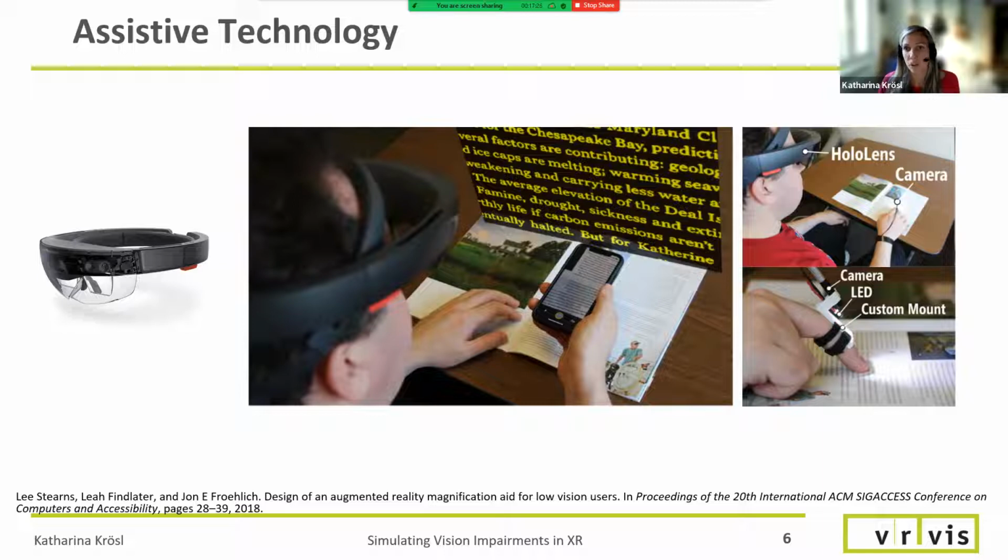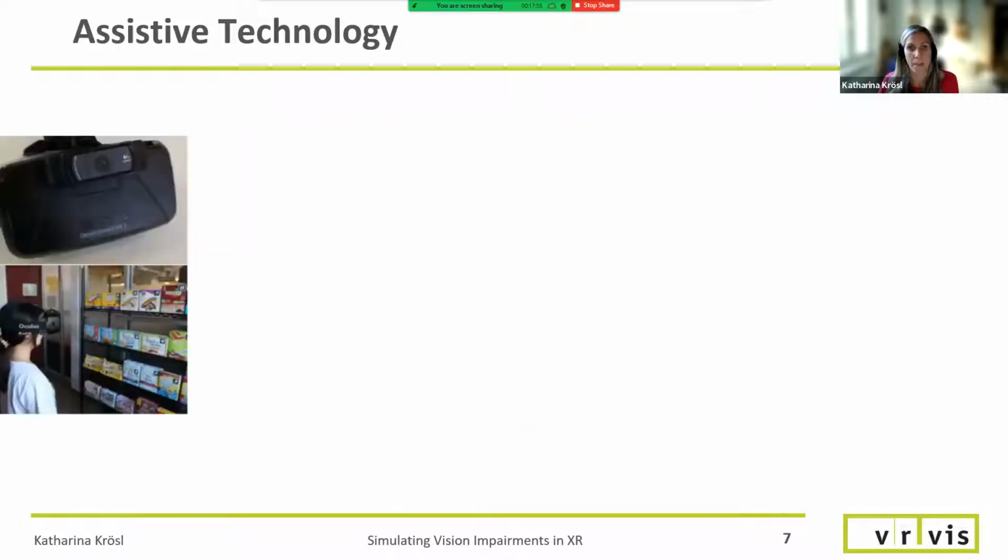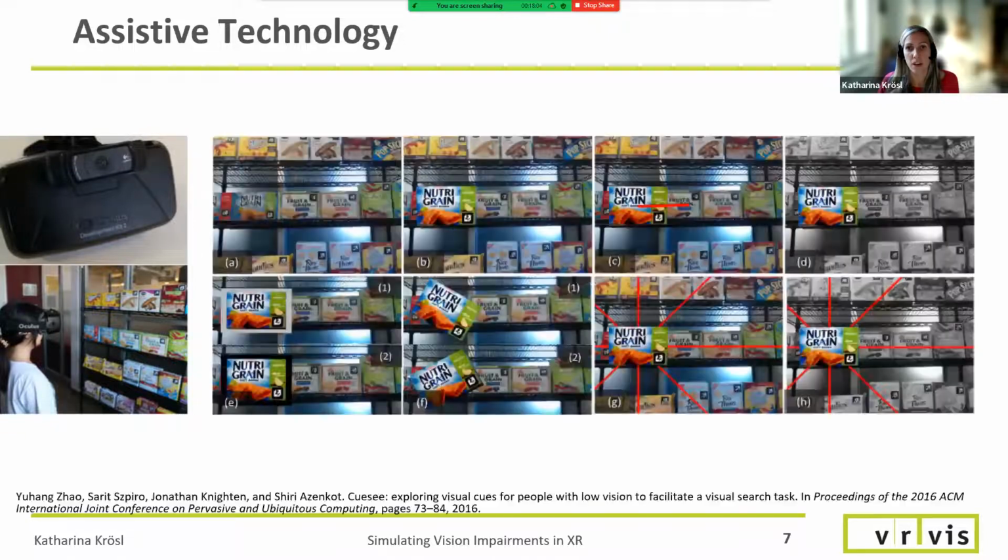Others also use HoloLens in combination with a handheld smartphone or a finger-wand camera, which records what you have in front of you, like this book, and then you see a magnified version of this in your HoloLens, in a virtual desktop, so to say. Others also worked with video see-through AR devices and created applications that provide visual cues as aid for the user.